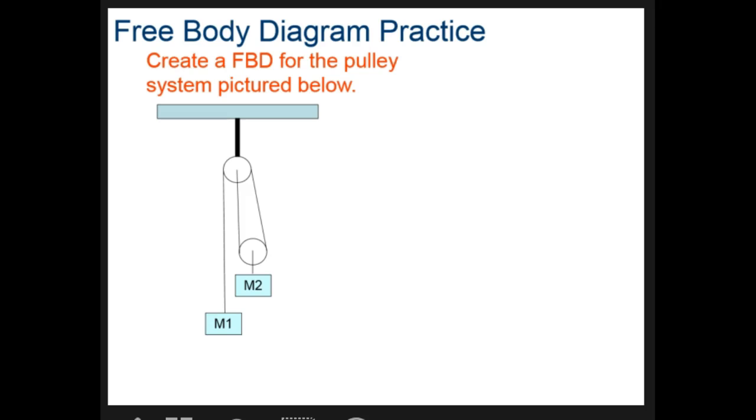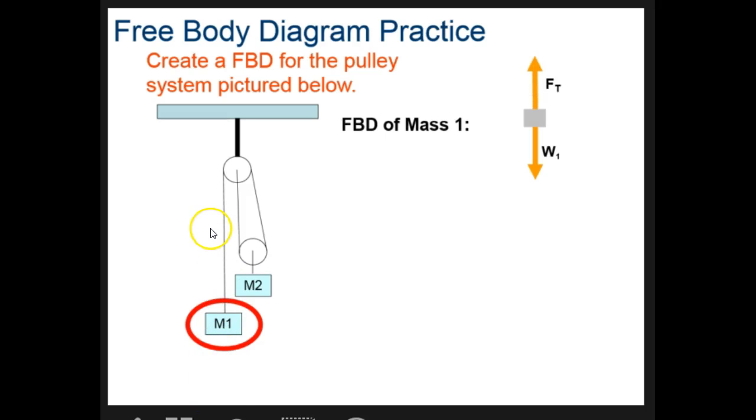So now I want you to do this one. So here's a pulley system, something that we learned about early in the semester, and we're going to create a free body diagram of this. So first, we're going to look at this mass right here. In order to create a free body diagram, there's our little mass, and what's acting on this mass? Well, always start with weight going down, the force of gravity going down. And then we have the tension in this cable pulling up.